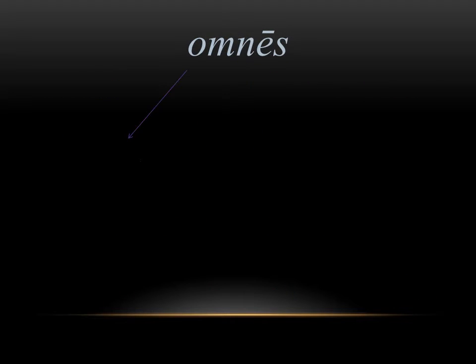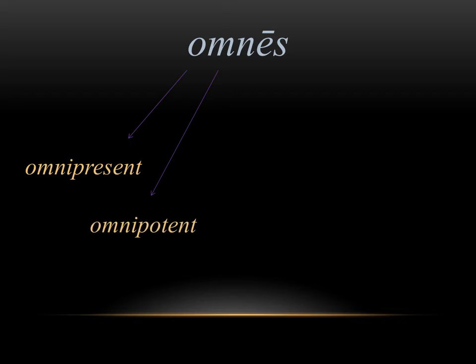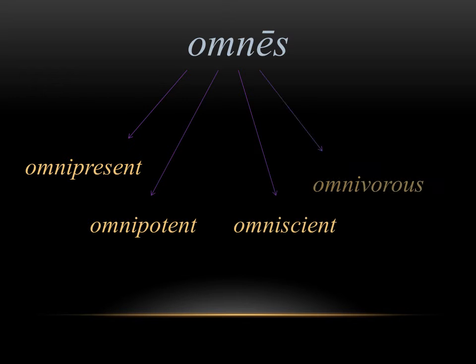Next, we want to look at the adjective omnes, which means all. And in English, we get words like omnipresent, omnipotent, omnivorous, or omniscient. And they're all holding on to the same omni root, which means all. So if you think of the word omnipresent, it's talking about being present everywhere. Omnipotent means all-powerful. Omniscient means all-knowing. And omnivorous is talking about an animal that eats everything.